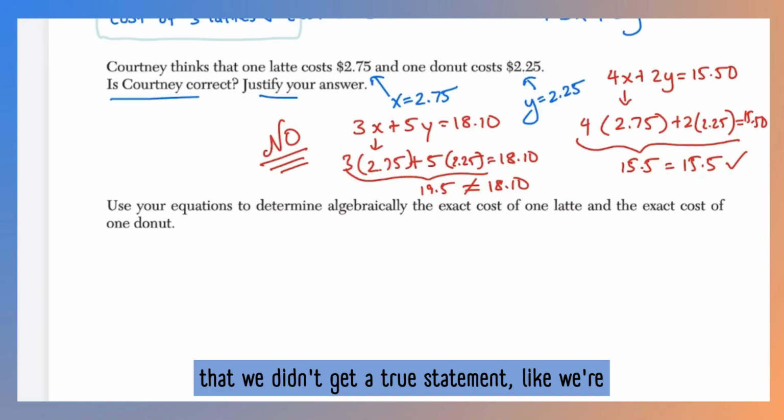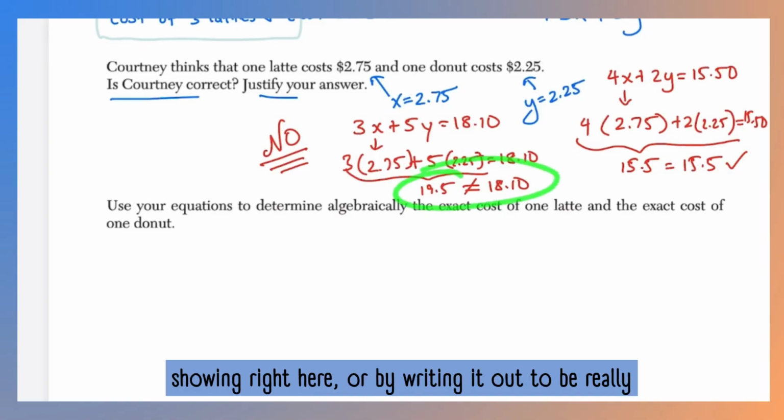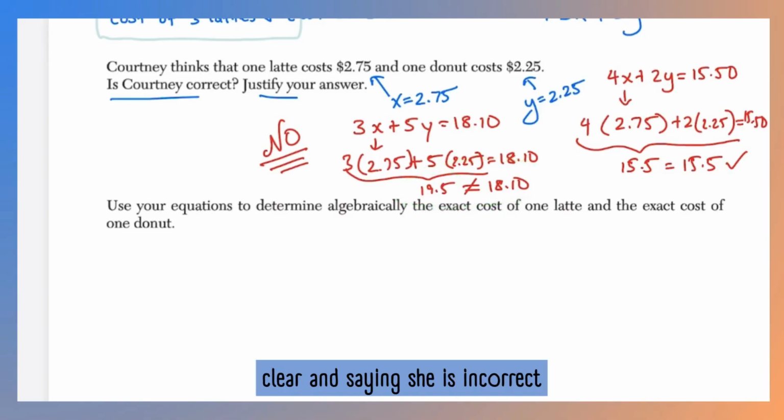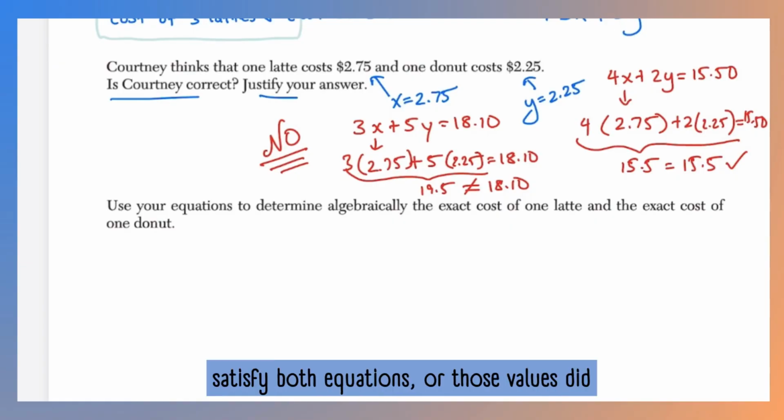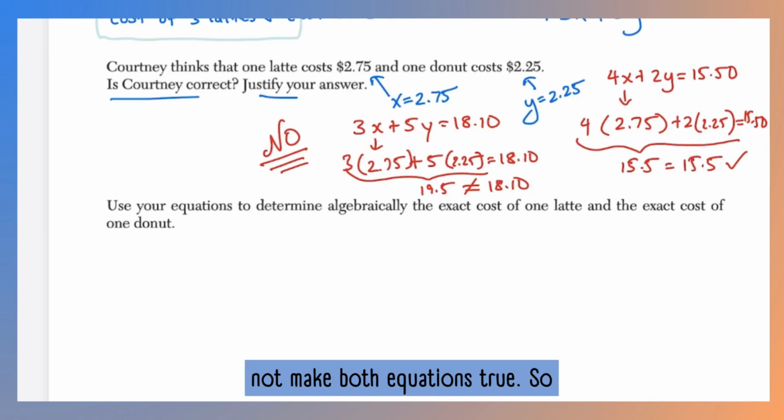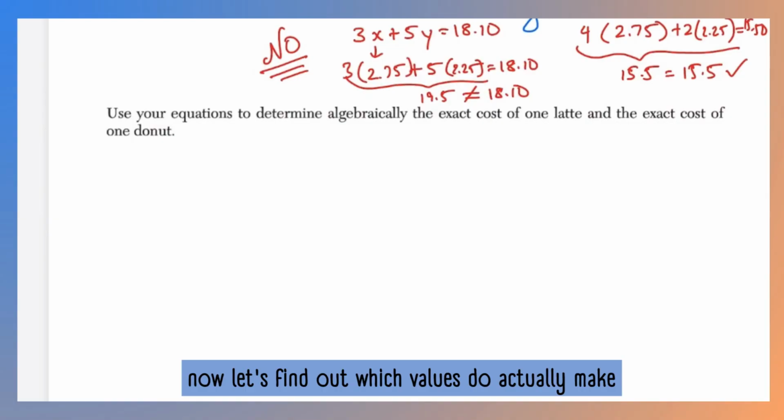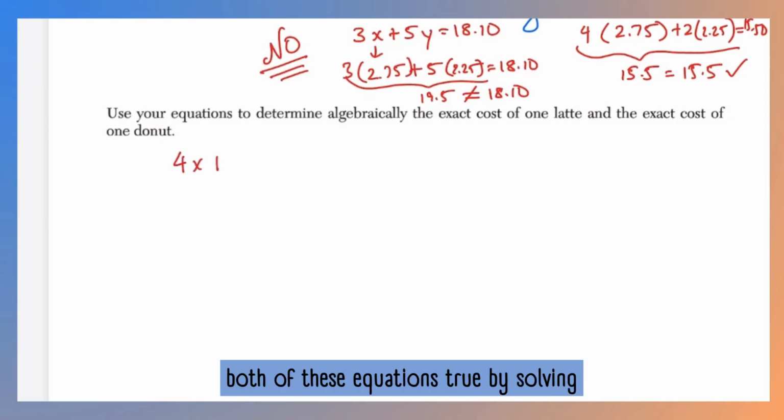Which again, we can justify by just showing that we didn't get a true statement, like we're showing right here, or by writing it out to be really clear and saying she is incorrect because those values did not satisfy both equations, or those values did not make both equations true.